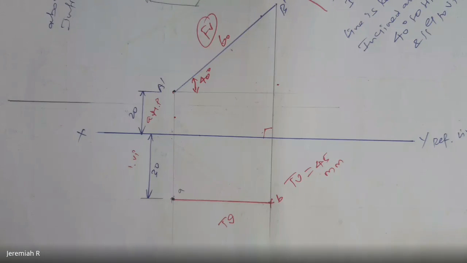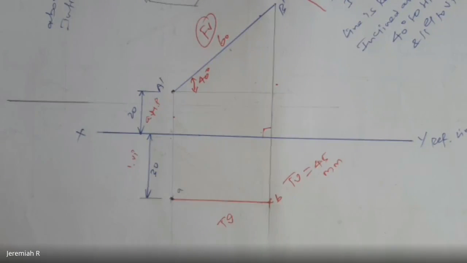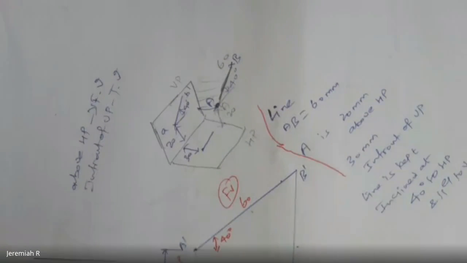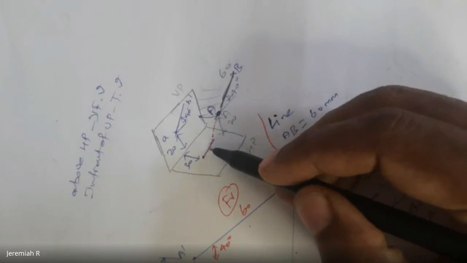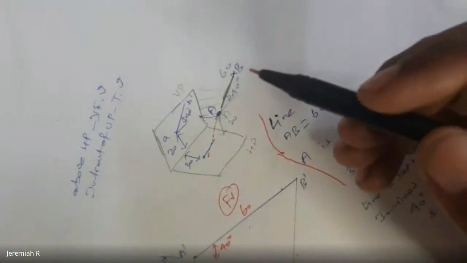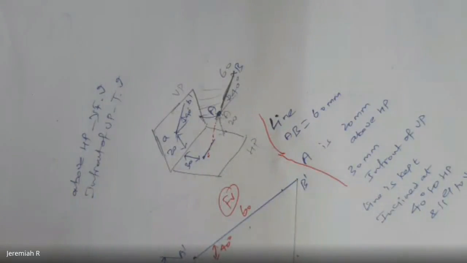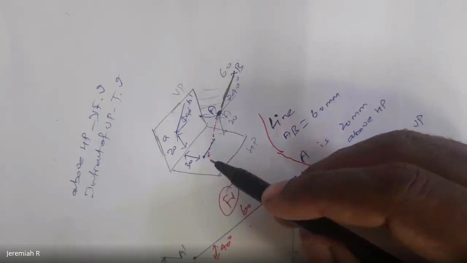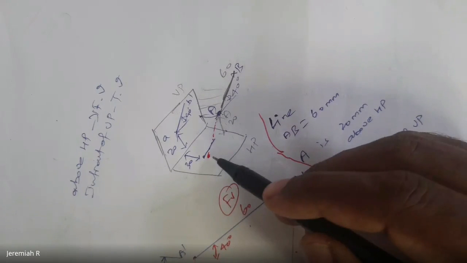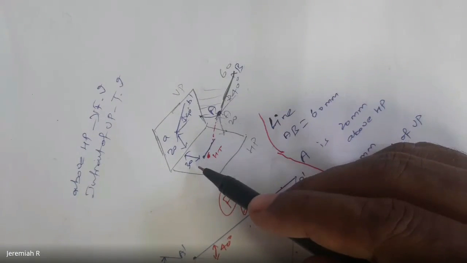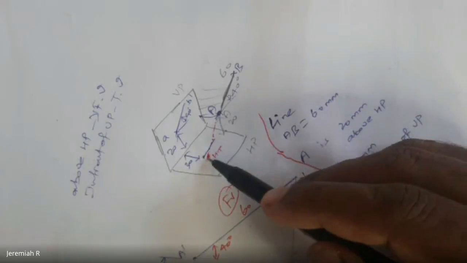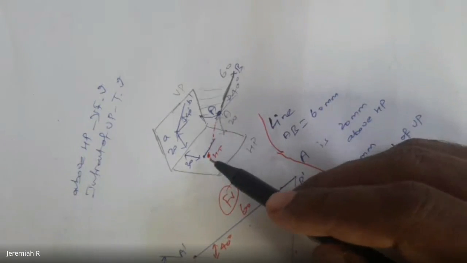Okay, and the problem is not over. One more question is asked: draw it and mark the traces. What will be there? There will be a horizontal trace and a vertical trace. I'm extending this line. What is the trace that will intersect on the horizontal plane? Just extend this line so that it intersects on the horizontal plane. You'll have a horizontal trace.